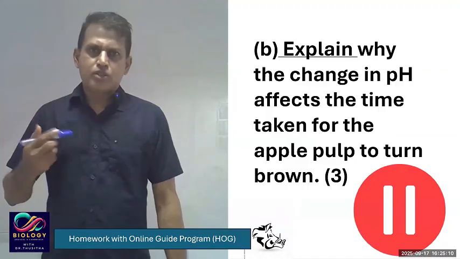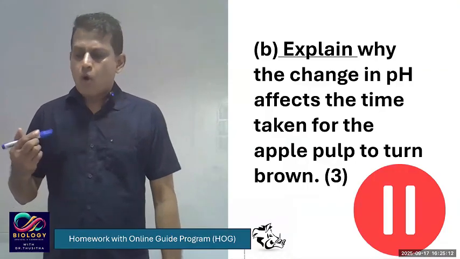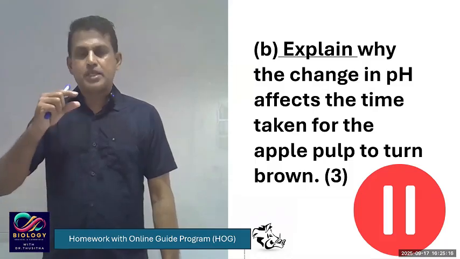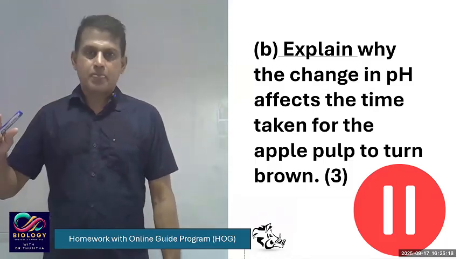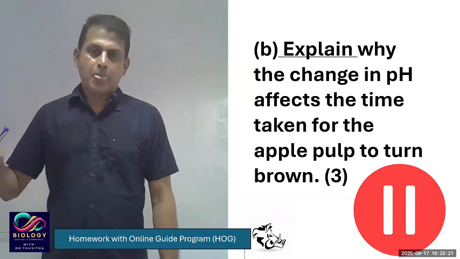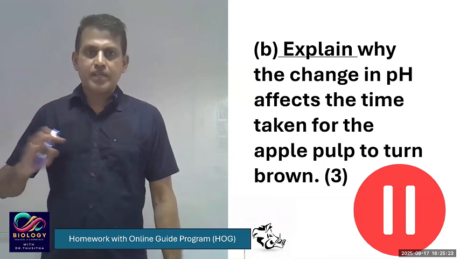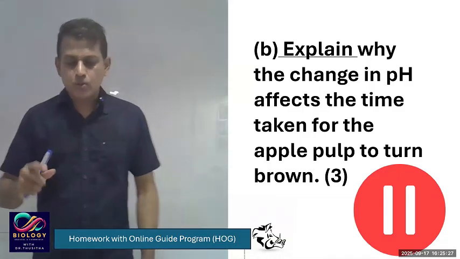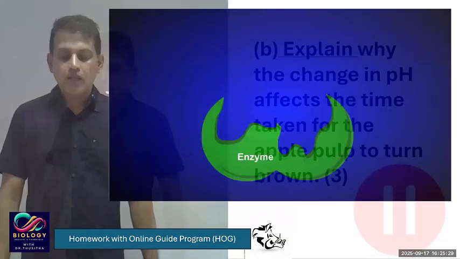Now we are coming slowly to the questions. How and why? That means when we have a pH 7, it's faster. That means enzyme works faster. But when pH increases or decreases, enzyme gets slower, right? So I will quickly revise the theory behind this.